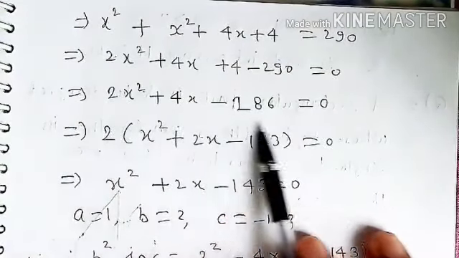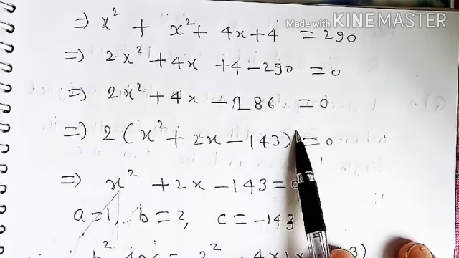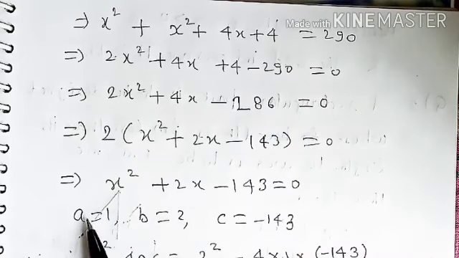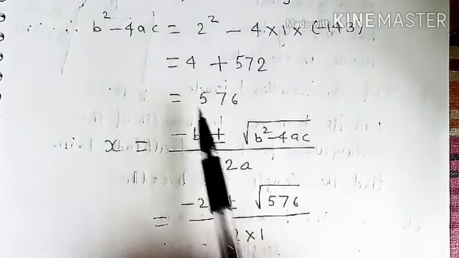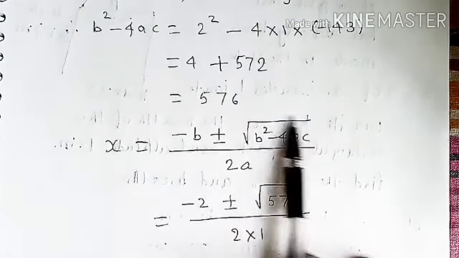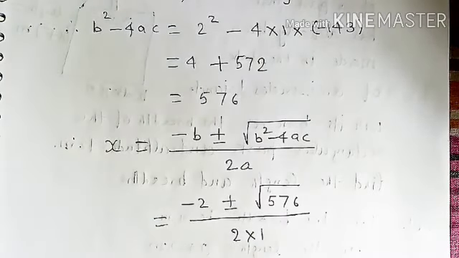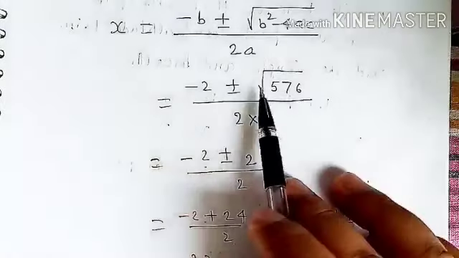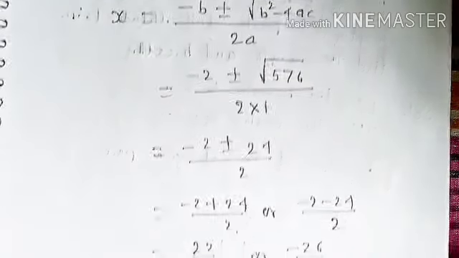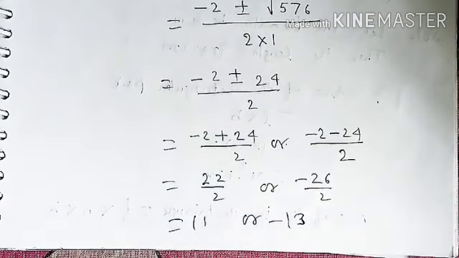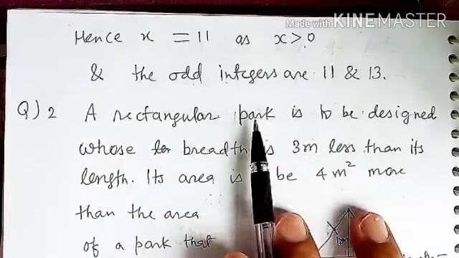Here 2 is taken common so that the simplification becomes easier. And we have a as 1, b as 2, c as minus 143. Now we find b square minus 4ac, and this is 576. This is our quadratic formula. After putting the value of b square minus 4ac, we know that the square root of 576 is 24. We have plus 24 here, minus 24 here. After calculation, we have 11 or minus 13. But the question says the integers are positive, so we take 11 for x, then x plus 2 is 13. Hence, the odd integers are 11 and 13.